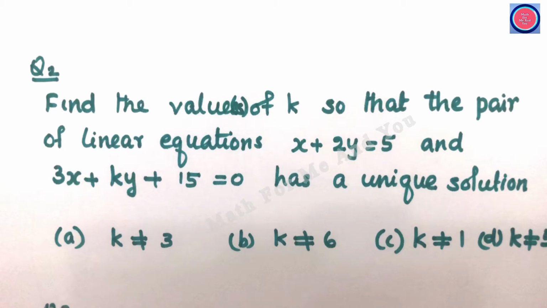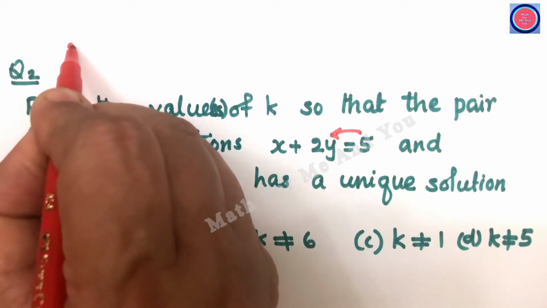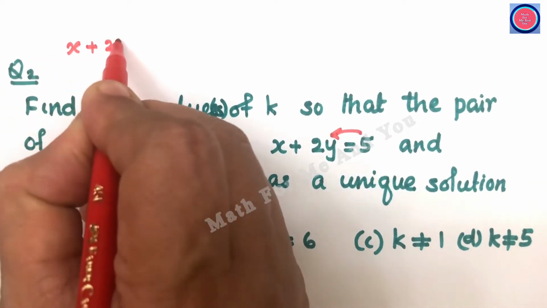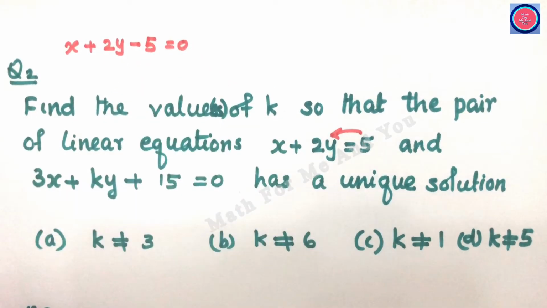Here the constant, that is 5, is on the right side. We should move it from right to left. So 5 becomes minus 5 on the left side. Then we get the first equation as x plus 2y minus 5 equals 0. Now the second equation is already in the standard form. So we can write this equation below the first equation. After that we can write down the ratio.